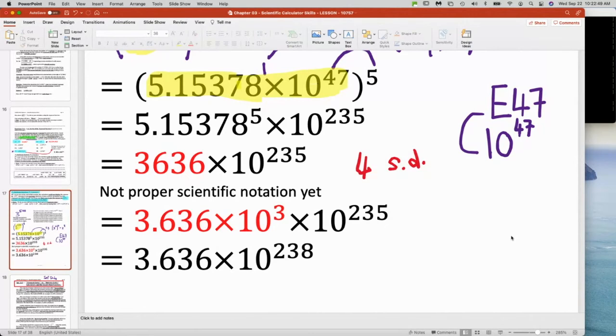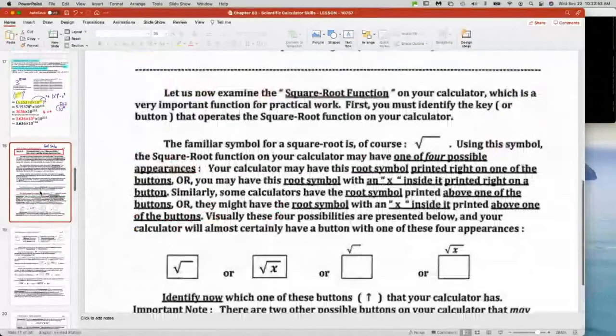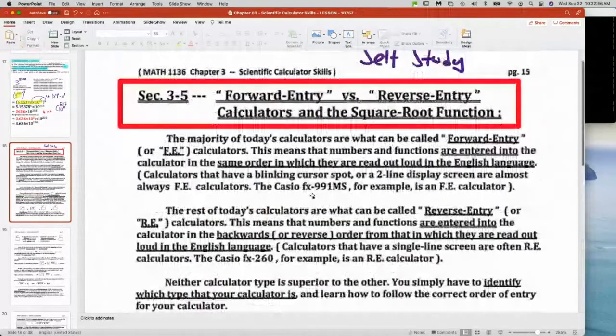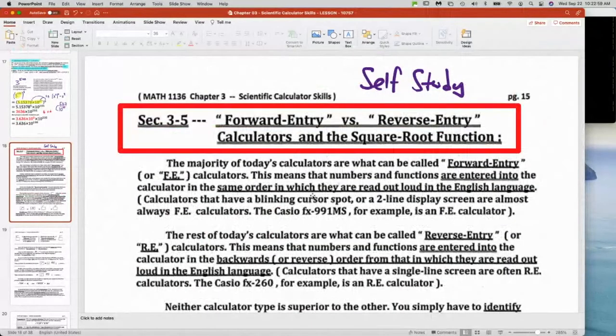So we're off to another section here. And this section, again, is another situation that is calculator specific. I do think that this section, because you've gone through and done so much work already with your calculator, you already have an understanding of how your calculator interprets numbers. So some people's calculators have forward and some people's calculators have reverse entry, meaning that you have to type in the operation before the number or the number before the operation.